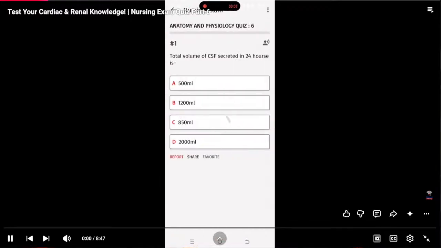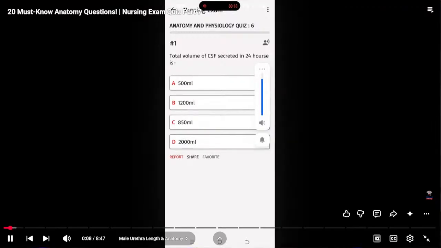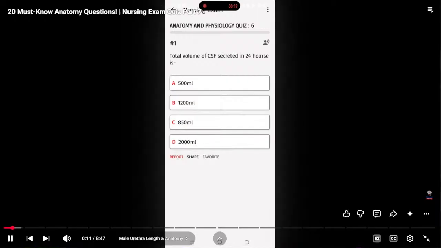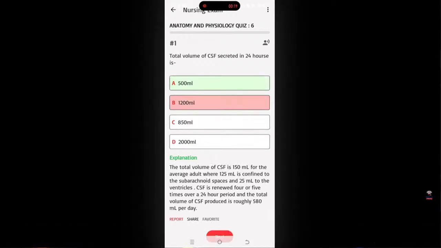Total volume of CSF secreted in 24 hours is A. 500 milliliters, B. 1200 ml, C. 850. Correct answer is A. The total volume of CSF is 150 milliliters for the average adult, where 125 milliliters is confined to the subarachnoid spaces and 25 milliliters to the ventricles. CSF is renewed 4 or 5 times over a 24-hour period, and the total volume of CSF produced is roughly 580 milliliters per day.